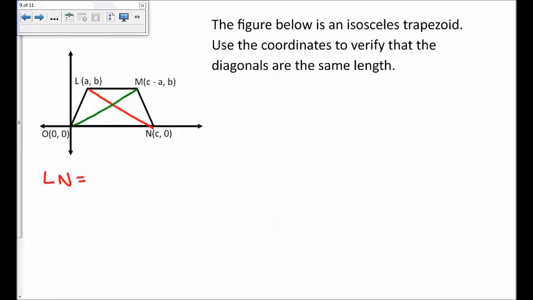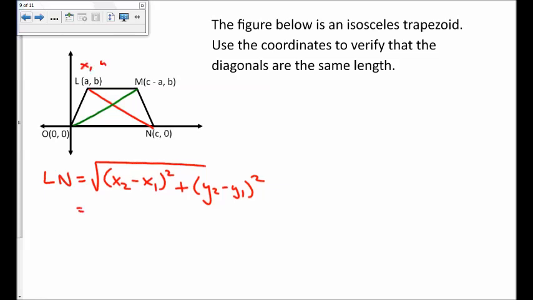Now the way that I figure out length is using the distance formula, which is the square root of (x2 minus x1) squared plus (y2 minus y1) squared. Now I'm going to call this x1 and y1, and this x2 and y2. So plugging things in, x2 is c, x1 is a, squared, plus y2 is 0, y1 is b.